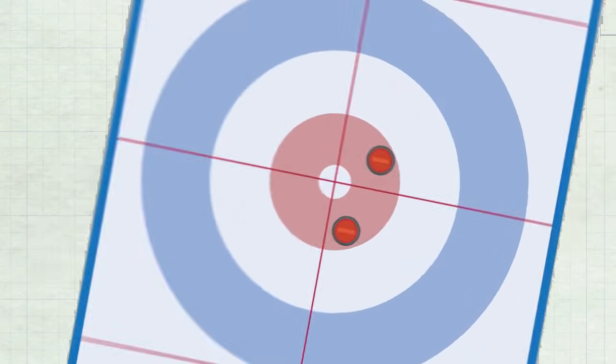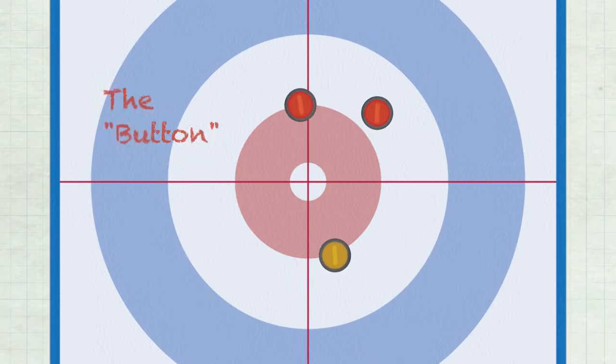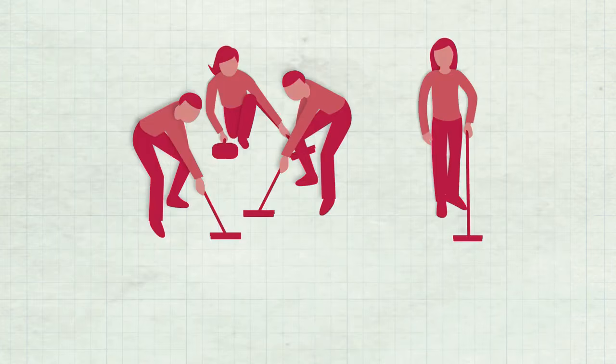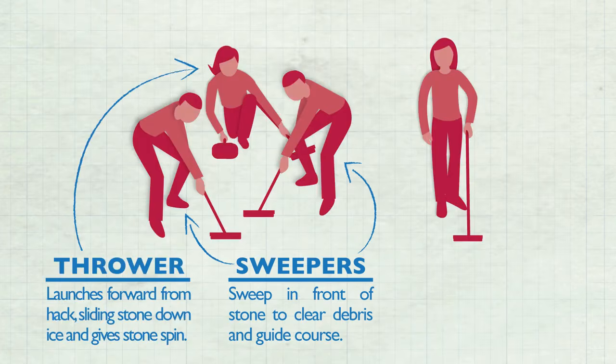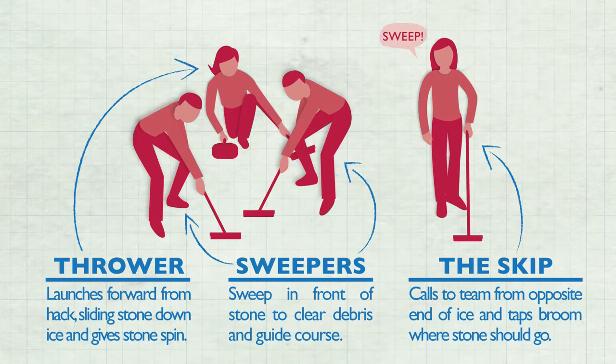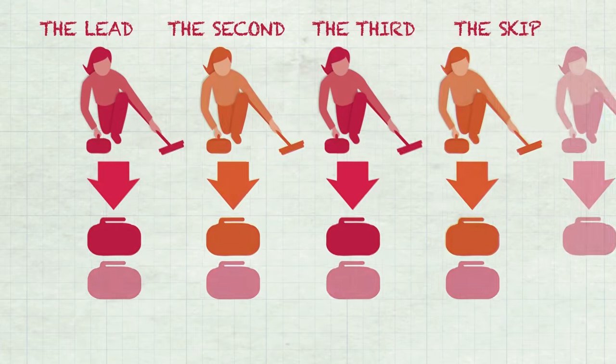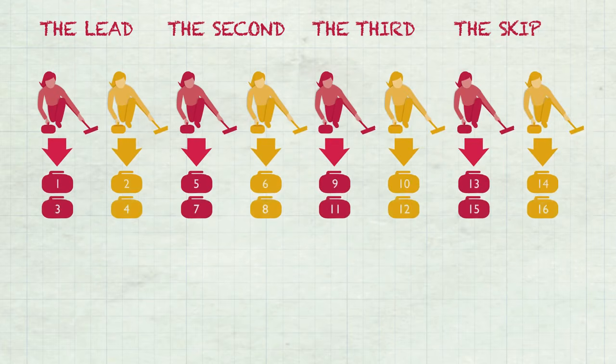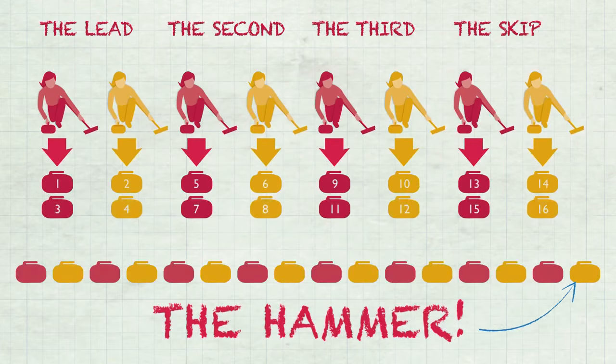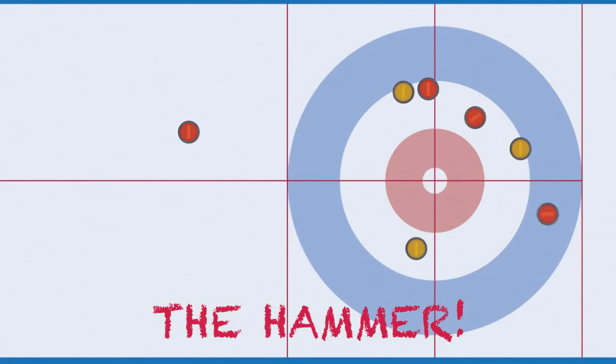Okay, before we watch some curlers, we need to learn the basics of the sport. This is the curling sheet, and the circles are the house. The goal is to get your team's rock closest to the button. There's 4 people on each team: the thrower, the sweepers, and the skip, who's in charge. Each team has 8 stones to throw, so each person throws 2. They alternate with the other team, so there's a total of 16 stones thrown. The very last one is called the hammer, which is a major advantage.